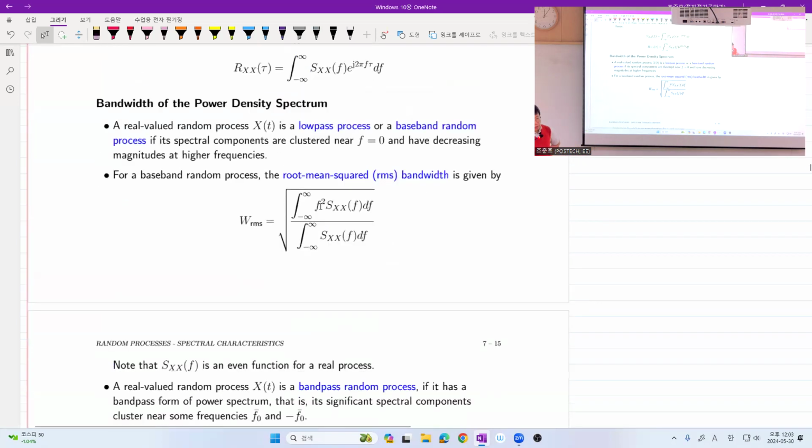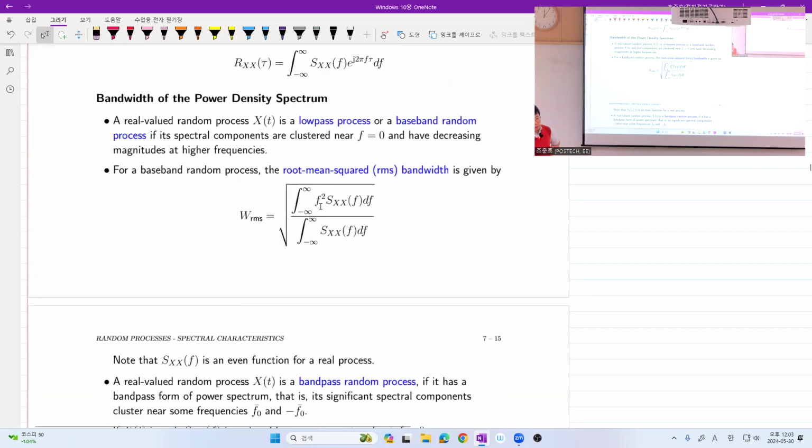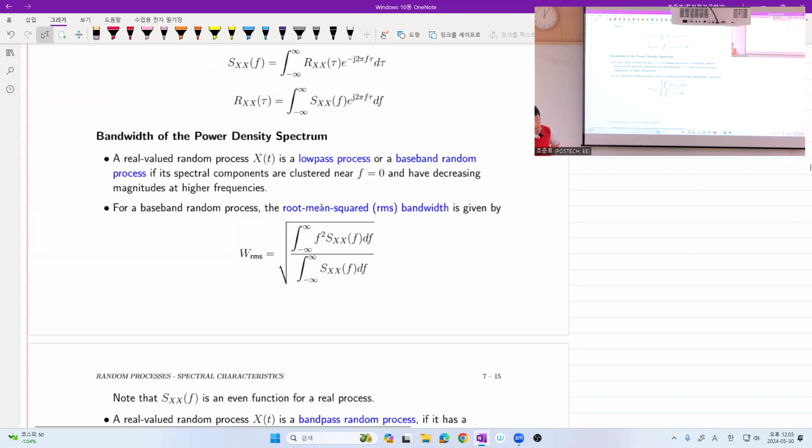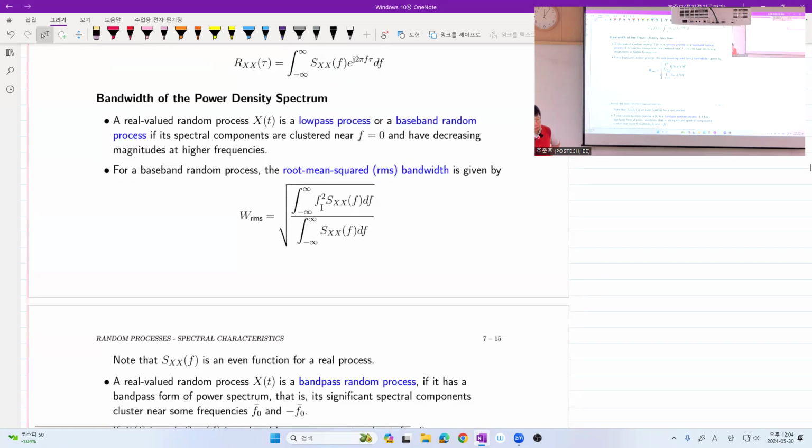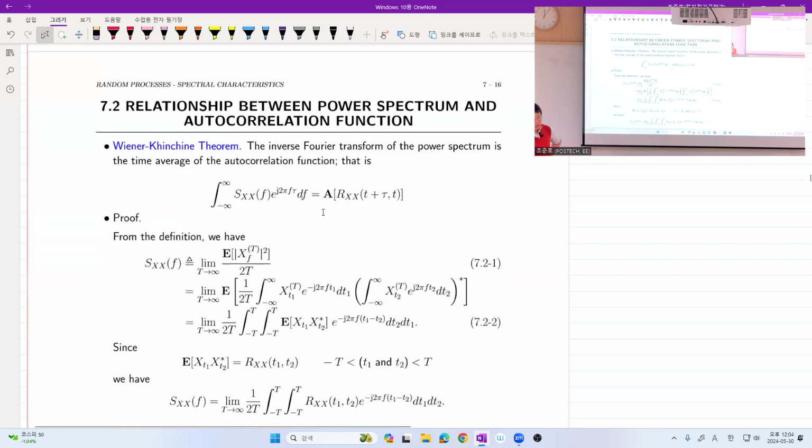Next topics are about the bandwidth of a random process when X is a baseband signal and when X is a bandpass signal. But let me skip that one. We may have to talk about this again in some digital communications course. Okay, let me skip. So here goes the theorem. The entire section 7.2 is about the Wiener-Khinchin theorem. That is about the equivalent way to find the power spectral density.